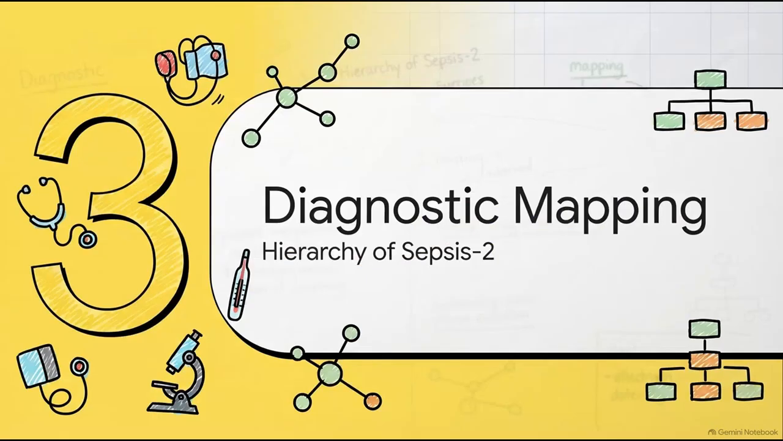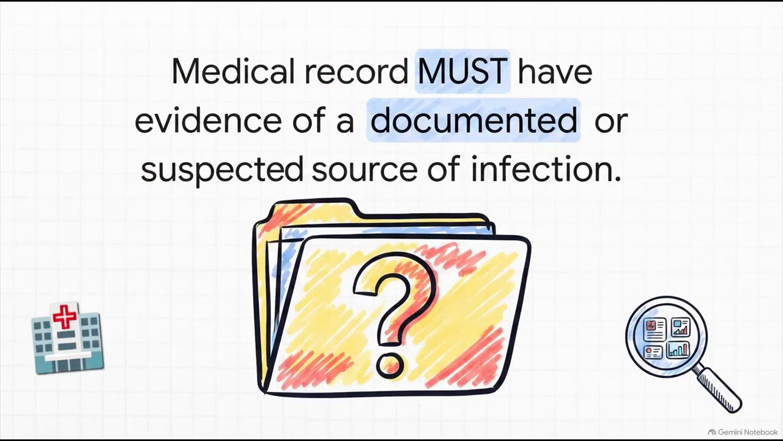Okay, let's jump into Section 3, Diagnostic Mapping Hierarchy. So we've gathered all our raw data from those 5 buckets, and now we use our clinical funnel to establish the diagnostic hierarchy. But look, before you build a house, you need a foundation, right? The absolute base requirement for Sepsis-2 is that the medical record must have evidence of physician documentation of a documented or suspected source of infection, whether it's a UTI, pneumonia, a surgical site infection.